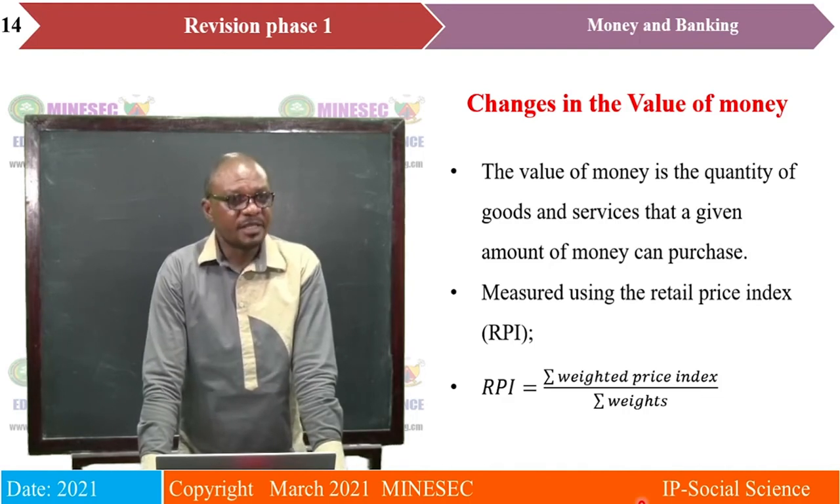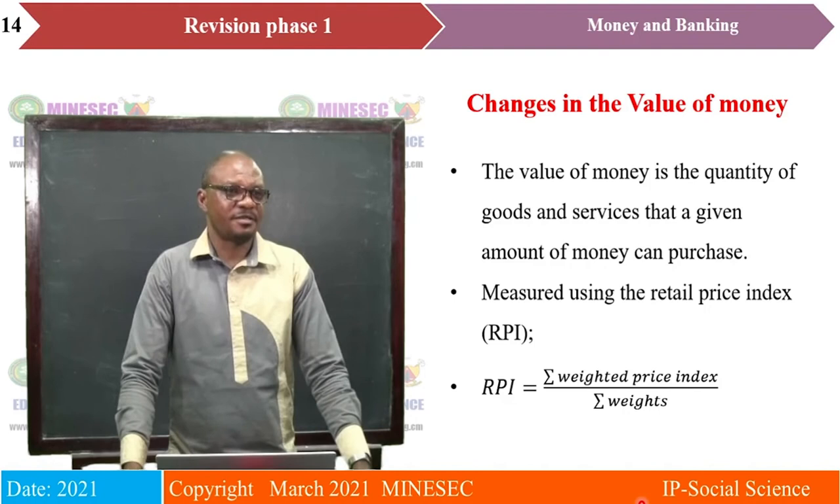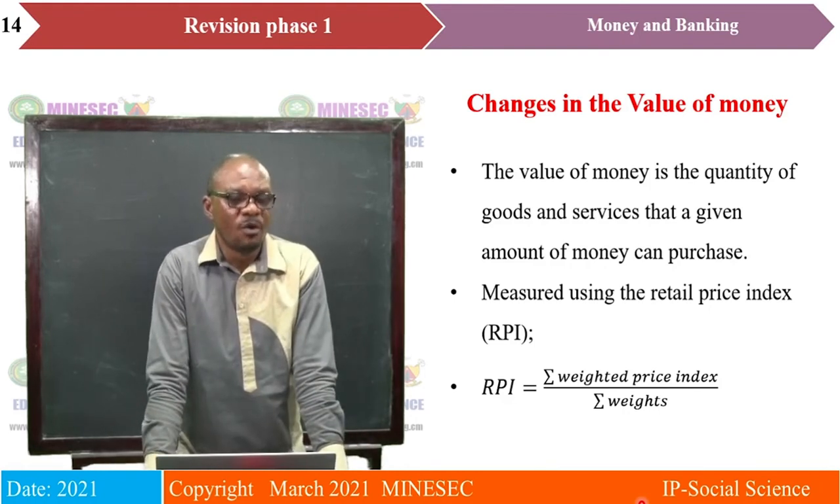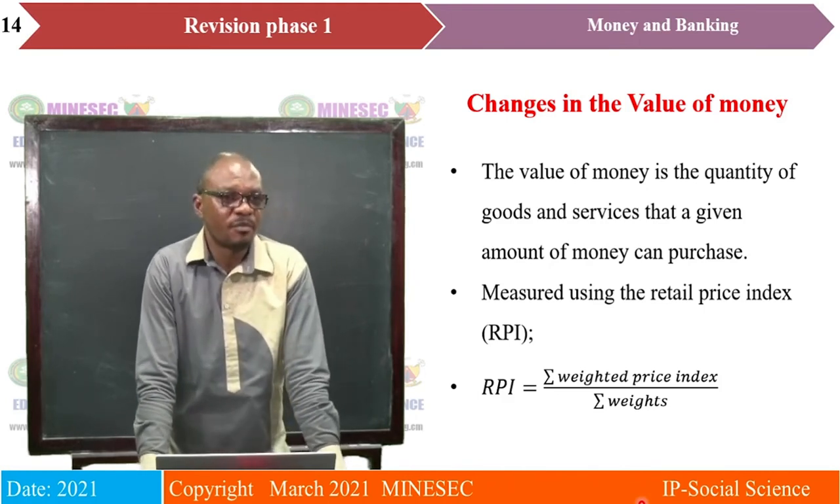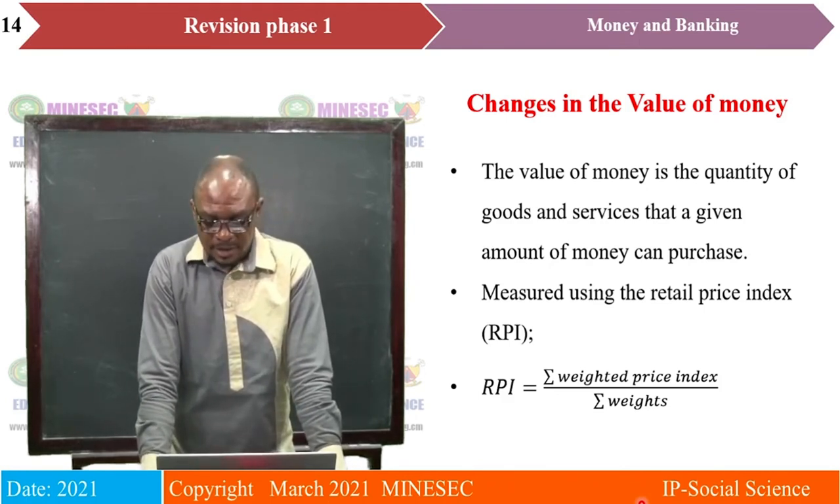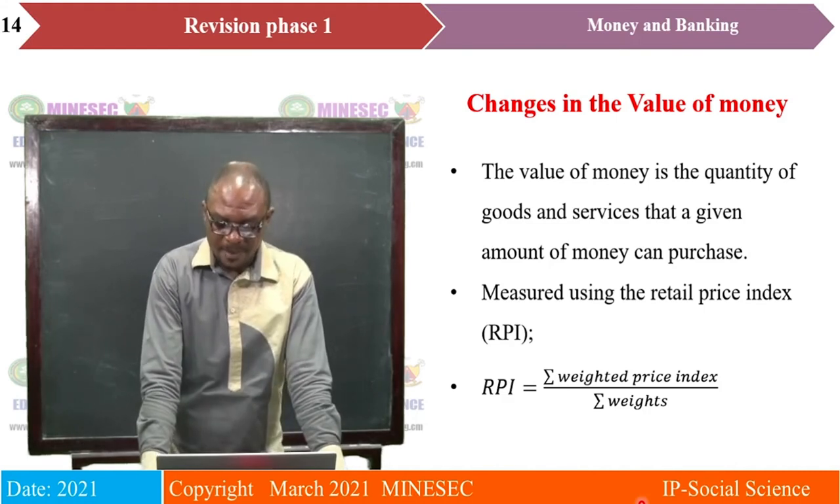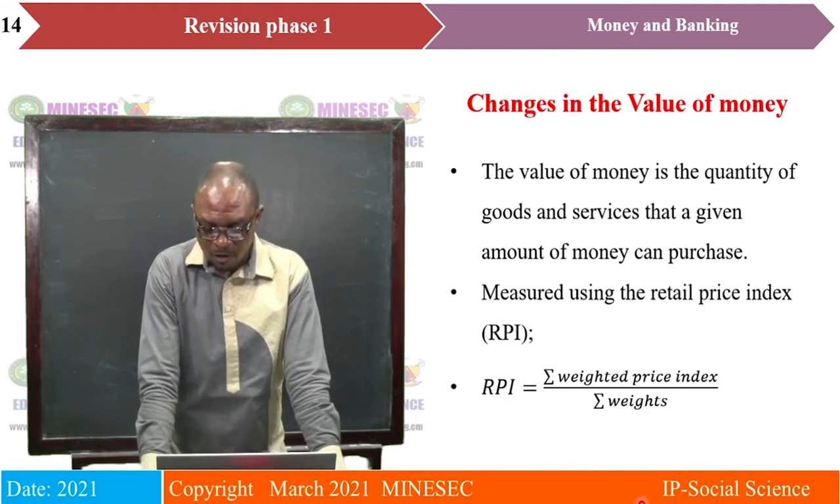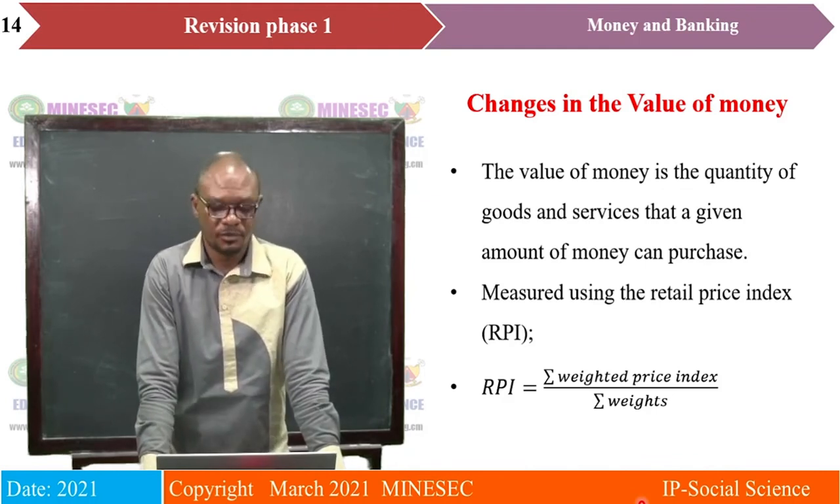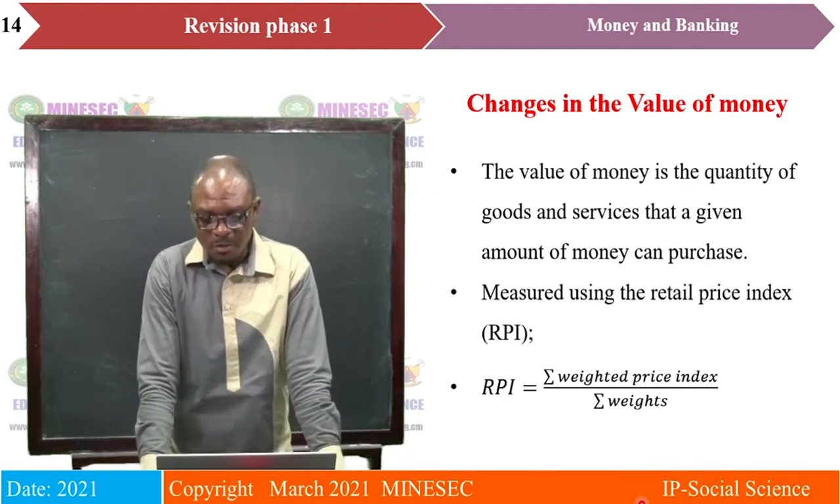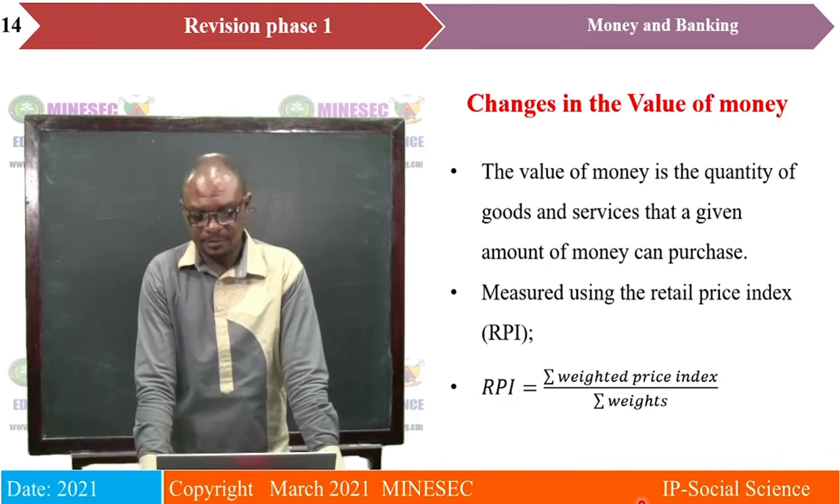The retail price index is simply an average price which is calculated to show how the value of money has changed over time. It is calculated by taking the sum of all weighted price indices and dividing it by the sum of the weights.